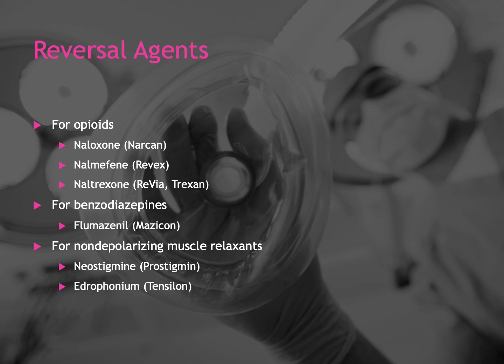All right, so this is where the final agents for discussion come into play, and these agents are categorized as reversal agents. Reversal agents, which counteract specific anesthesia agents, are designed for surgical procedures that end sooner than expected. So as a result, reversal agents are going to differ depending on the anesthetic agent that's been administered to the patient. So agents that are used to reverse the effect of opioids are going to include naloxone, nalmefene, and naltrexone.